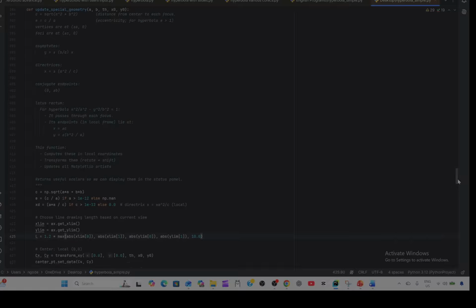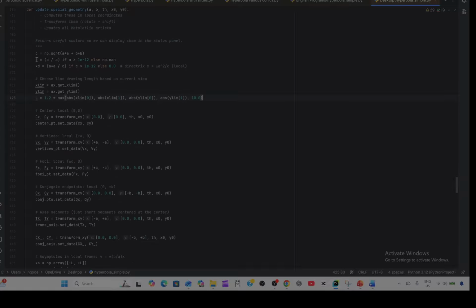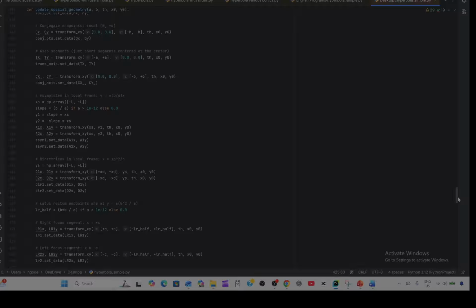Okay, this is all explanation, and down here actually is the code to get it done. The code to get it done, we'll probably say choose a line, transform by some current view, and then you got local 0, you got vertices, and you got foci. The foci means focus points, the conjugate endpoint, that's what you put on there, axis segment, and then you got our asymptotes, all the special properties. They write up all the special properties so they can show you the result. Directrix and local frame, how they display.